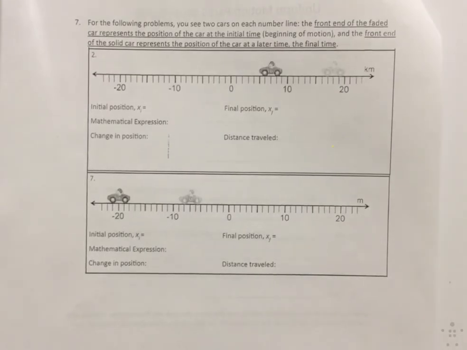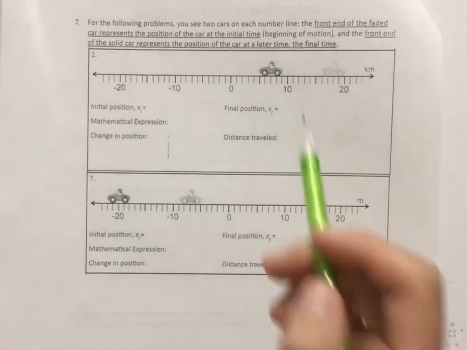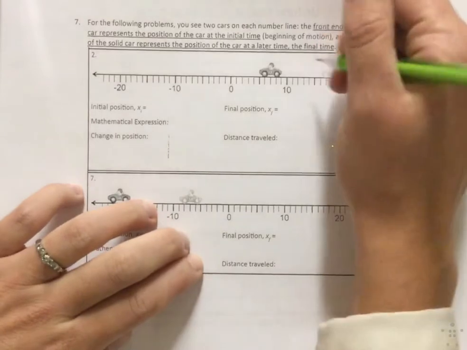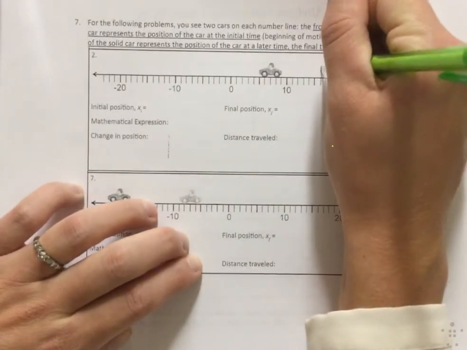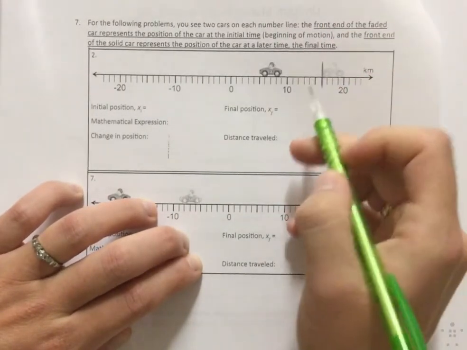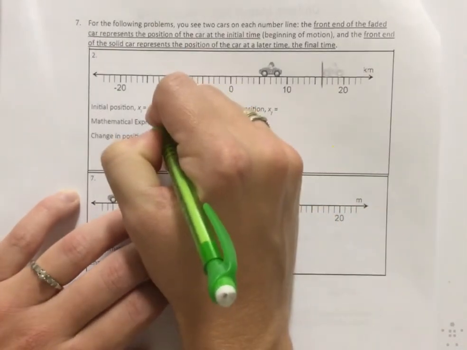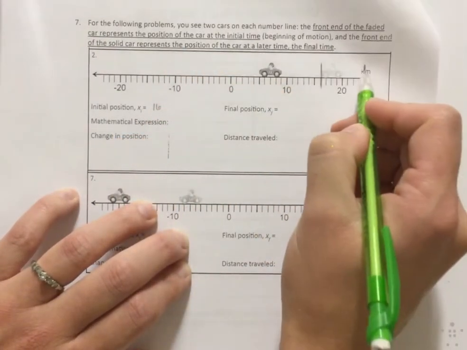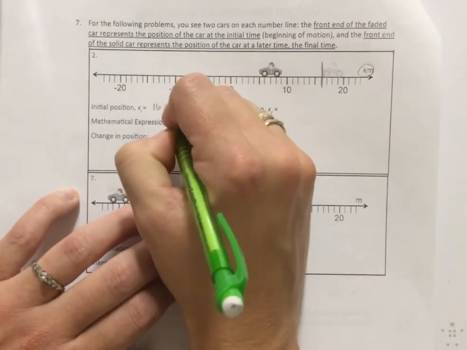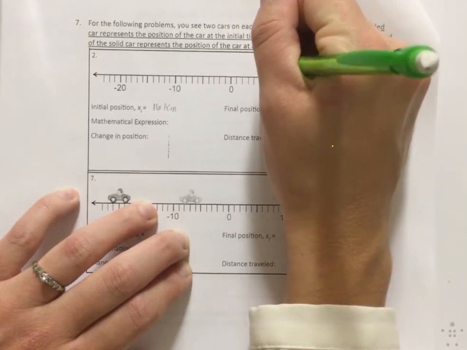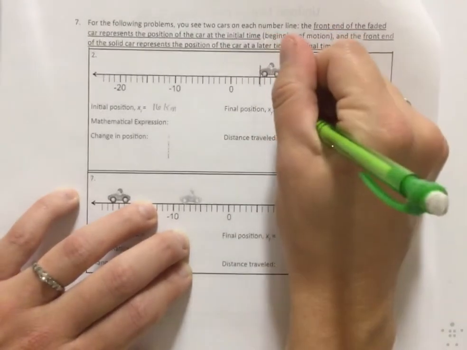Looking at this problem, I know that the front end of the faded car represents the initial position because it tells me up here in the directions if you really read. So I'm going to go ahead and make a mark at the front end of that car, and it looks to me like it is at positive 16, and that's my XI. But always include units, which in this case are kilometers, so km.